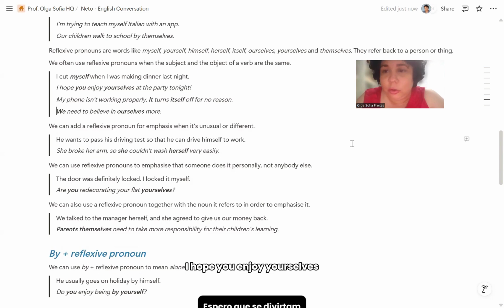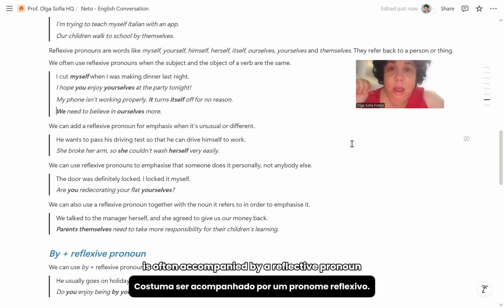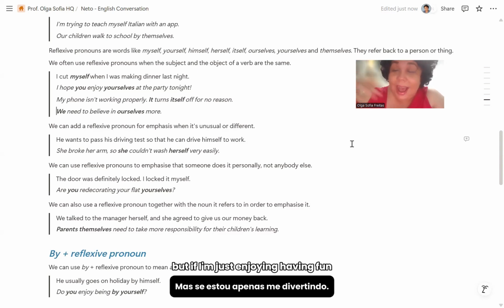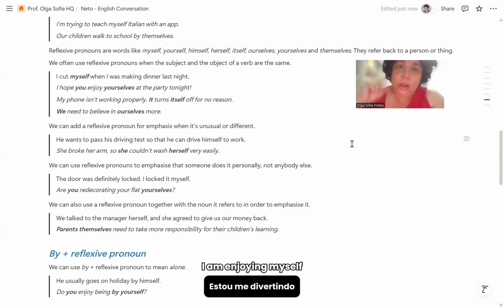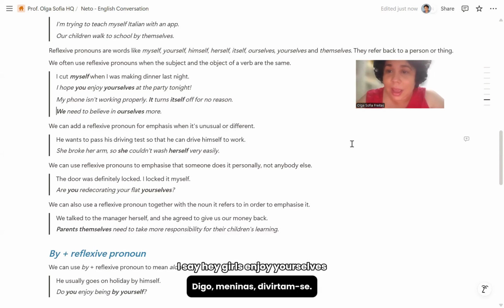I hope you enjoy yourselves. The verb enjoy in English is often accompanied by a reflexive pronoun. I can enjoy something. For example, I can enjoy a nice meal, or I can enjoy a hot cup of coffee. But if I'm just enjoying having fun, I am enjoying myself. So if I'm talking to two girls that are going out for a party, I say, hey, girls, enjoy yourselves. I hope you enjoy yourselves, right?